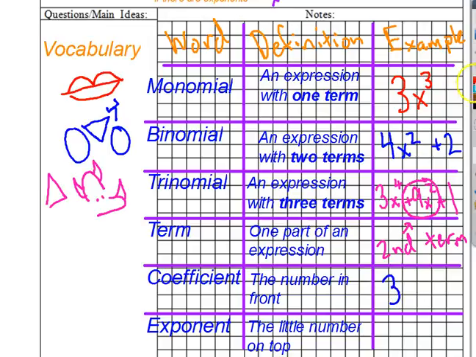So in 3x squared, x to the third, the coefficient is the 3. If I say what's the coefficient of this term, I would say that's the number in front on that term. So what's the coefficient of this term? The coefficient of the first term is 4. Okay, so what about the exponent of the first term? Is 2. So the coefficient is the big number in front, and the exponent is the little number on top. Okay, so in 4x to the second, it's the little number on top, which is right here.